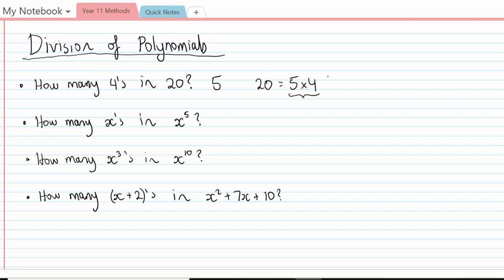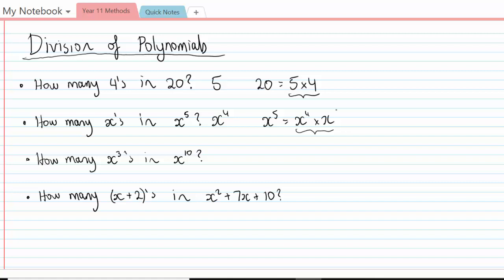We can use the same idea with these algebraic problems just here. So how many x's are there in x to the 5? Well, the answer to that is that there are x to the 4 x's in x to the 5. And again, that's because x to the 5 can be written as x to the 4 times x. So we can see that there are x to the 4 x's in x to the 5.